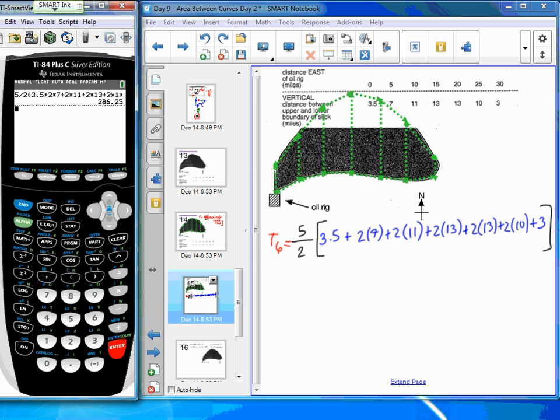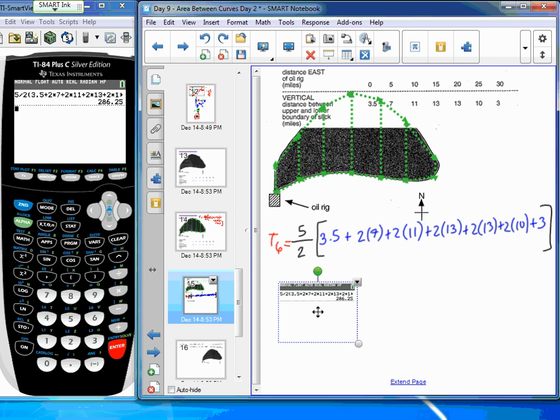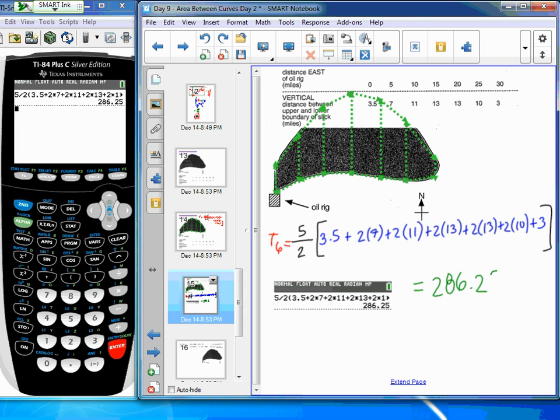286.25. And what would a label be on this? Go ahead and tell your partner. What would an appropriate label for this be? Well, let's consider our delta x values. Our delta x values were given in miles, and our distance separating the top of the slick and the lower boundary of the slick was given in miles. So miles times miles is square miles. Absolutely. So square miles is the way to go. We'll go ahead and box this because we want it PDFable.